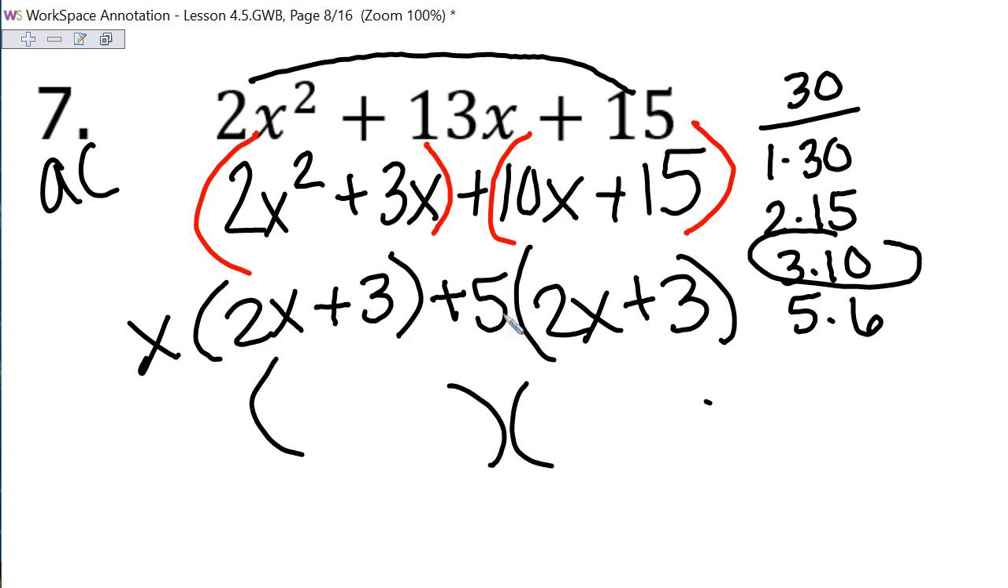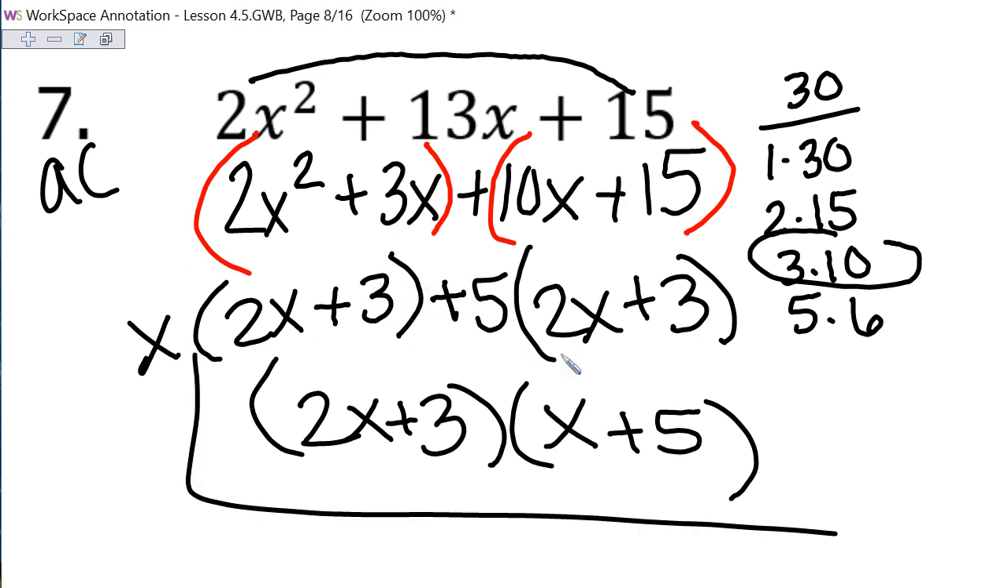So what binomial do they have in common? The 2x plus 3. The other factor comes from the GCF. So what were the GCF? X and plus 5.